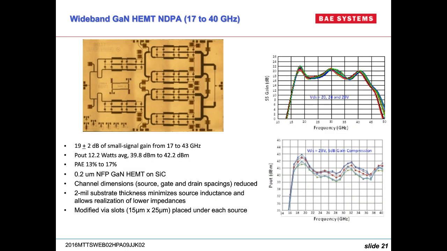The next example is a wideband GaN HEMT non-uniform distributed power amplifier, 17 to 40 gigahertz, about 12 watts average across that band. A couple things were done here. It's a 2-mil substrate, which minimizes source inductance and allows realization of lower impedances. It's basically the microwave device, but channel dimensions, source gate and drain spacings are reduced. It has smaller slot vias placed under every source. So although the channel structure is basically the same as the microwave device, you get enhanced Ka band performance out of this device.